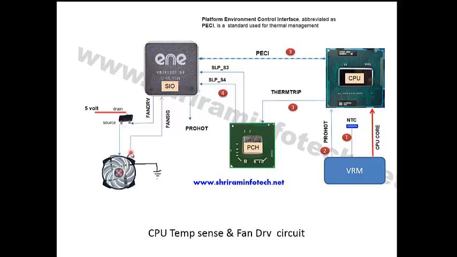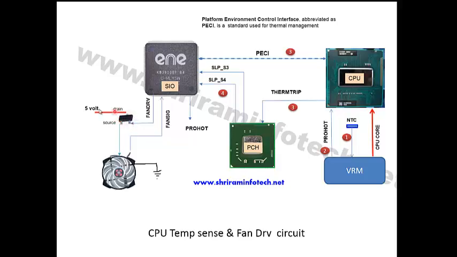This fan basically has 3 pins. One black is ground, another is red for the 5 volt, and the third pin is the yellow pin, which is basically a feedback pin. And on the SIO side there are 2 pins. One pin is called the fan drive signal. The fan drive signal drives this MOSFET. It triggers this MOSFET gate.